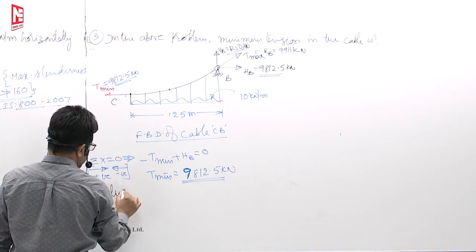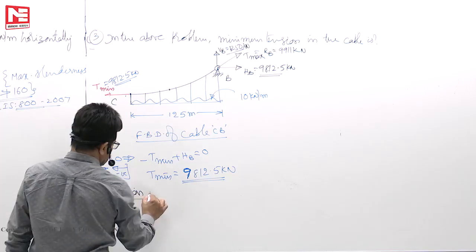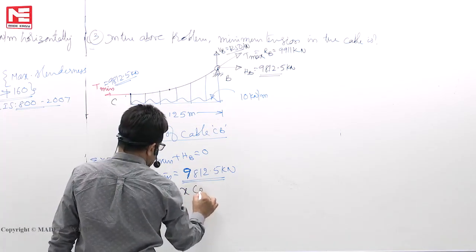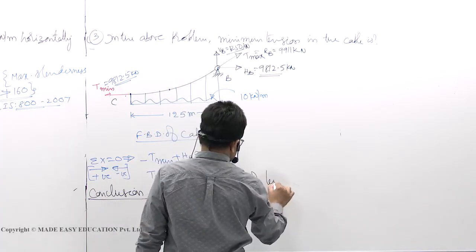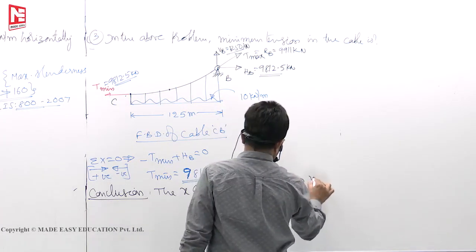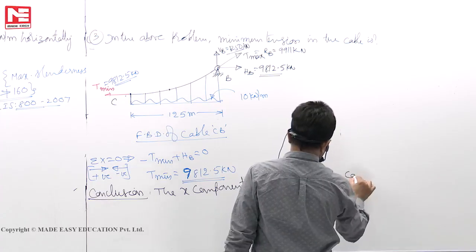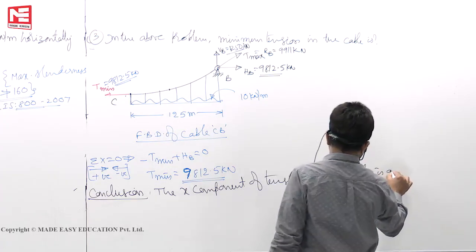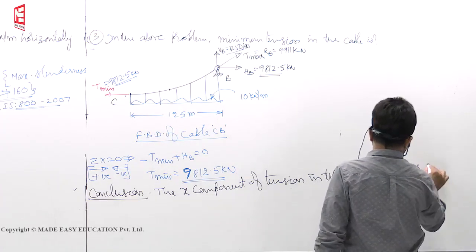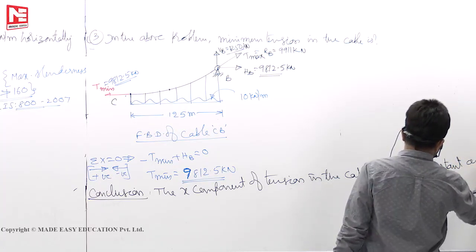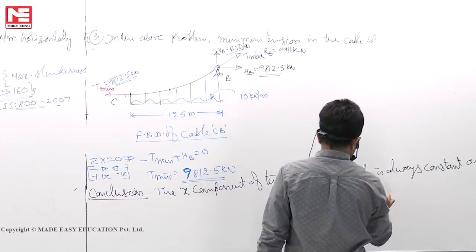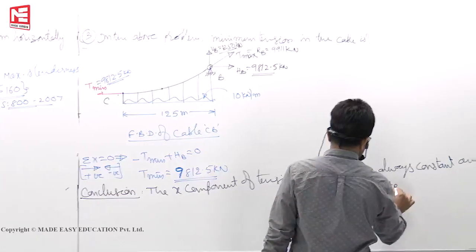Once they ask at that point, the x component of tension in the cable is always constant and equal to HB.